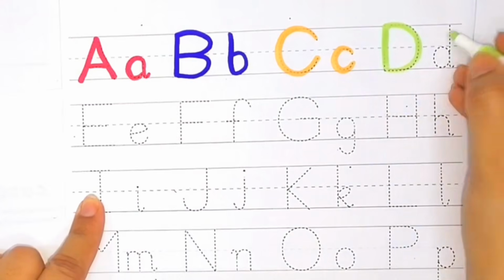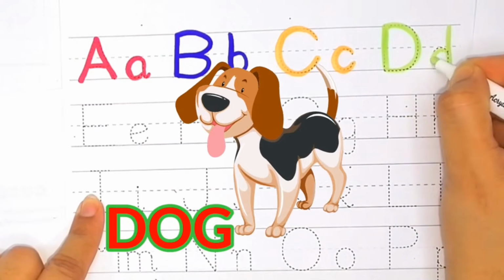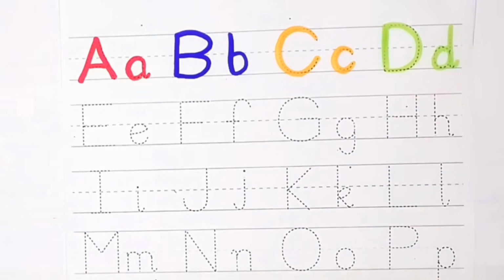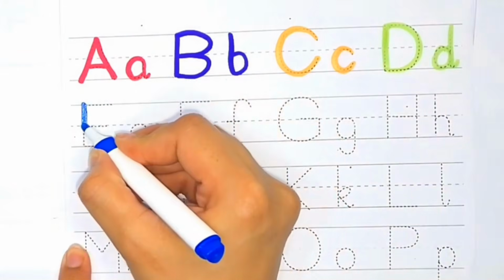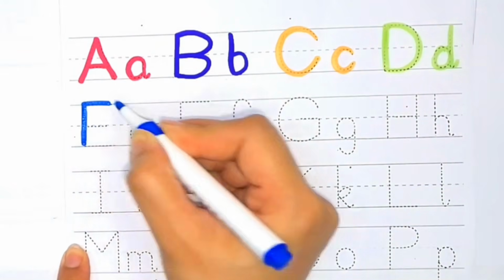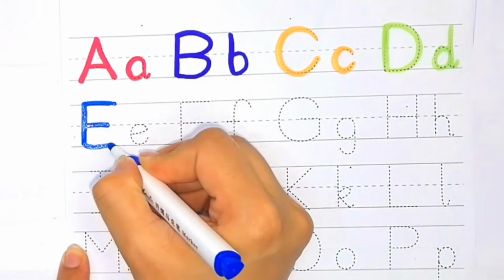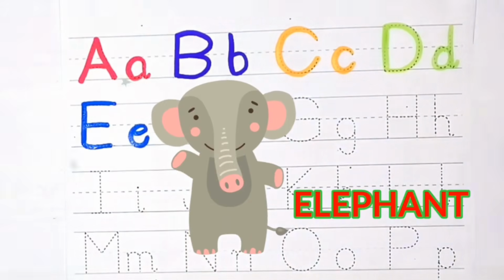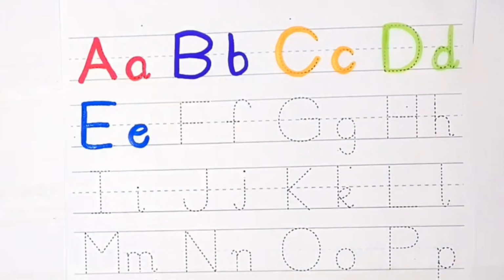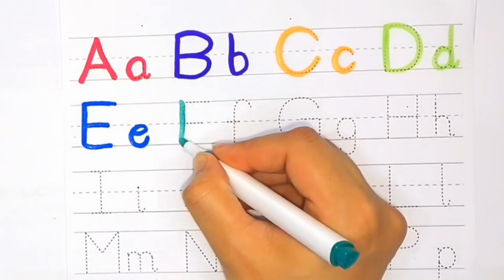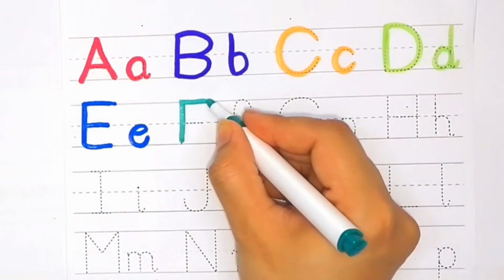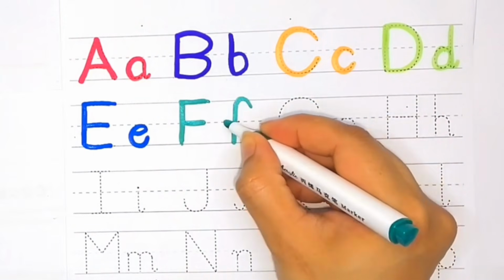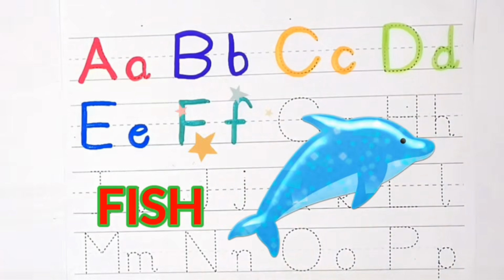Capital D, small d for dog. Capital E, small e for elephant. Capital F, small f for fish.